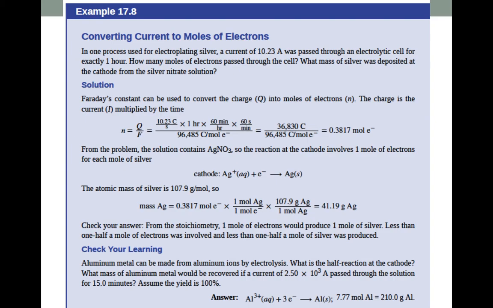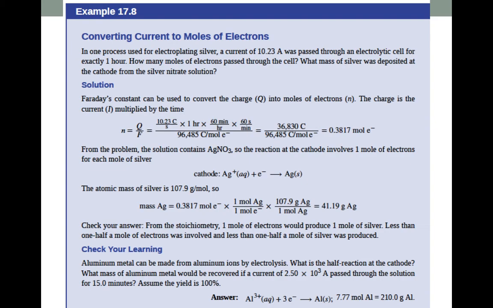So in this case, if you do it their way and you give me the two answers, that's fine. If you do it my way and you've set it all up, you would get credit for both parts, even though you only did one calculation. So we know that Faraday's constant is going to be used to convert the charge, or Q, into moles of electrons. So they're doing that calculation first, figuring out how many moles of electrons are being transferred.